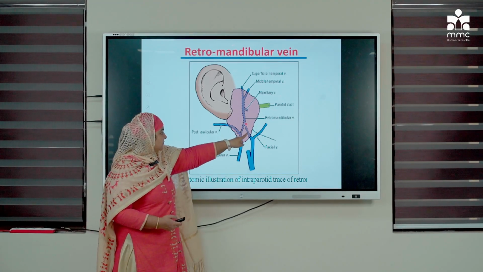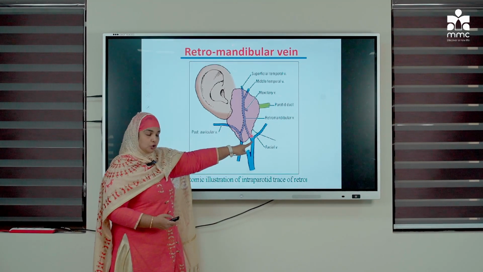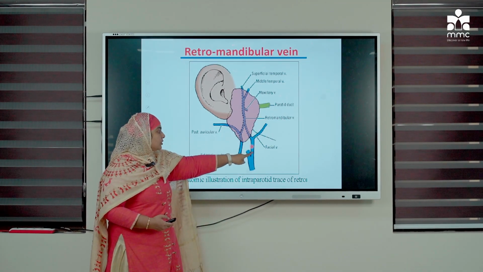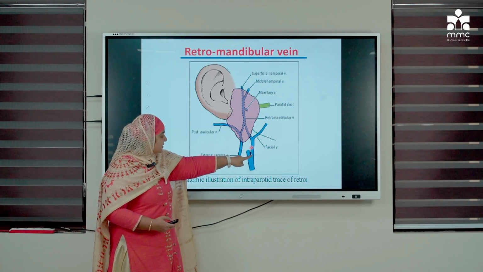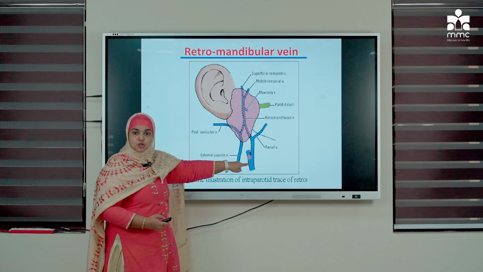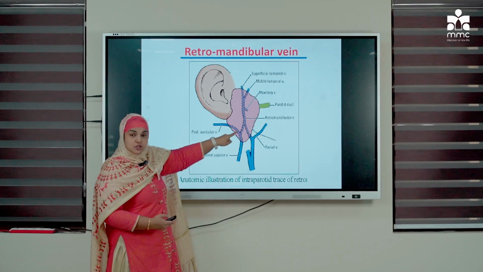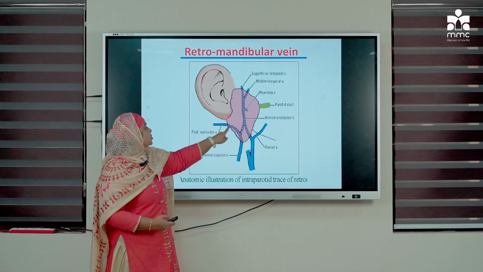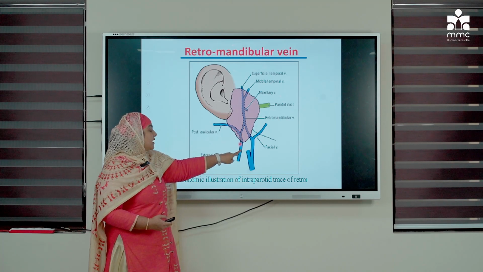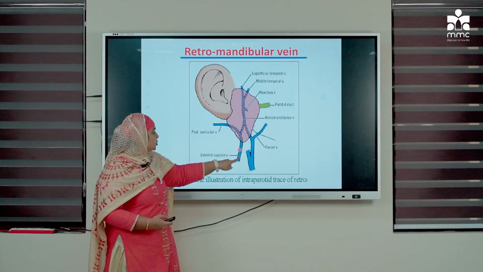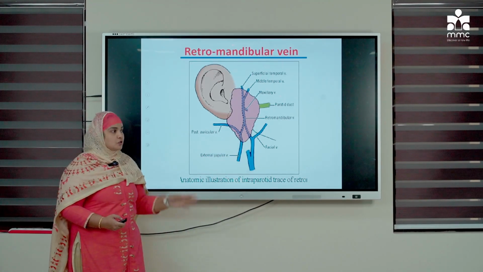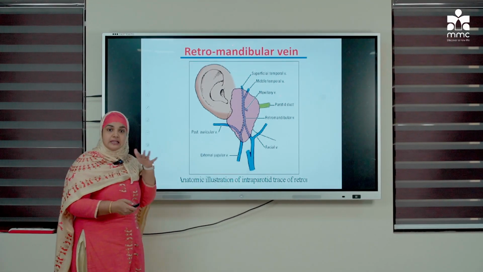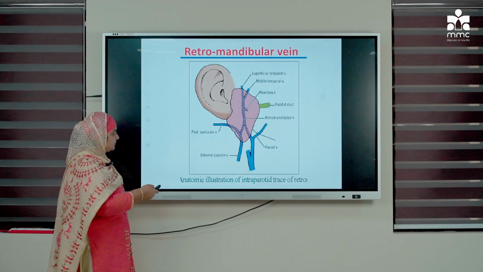The anterior division, once it emerges through the apex, will join with the facial vein to form what is called the common facial vein, and that drains into the internal jugular vein. What happens to the posterior division? The posterior division joins with the posterior auricular vein to form the external jugular vein, which drains into the subclavian vein. So that is the formation and division of the retromandibular vein in the intermediate zone.